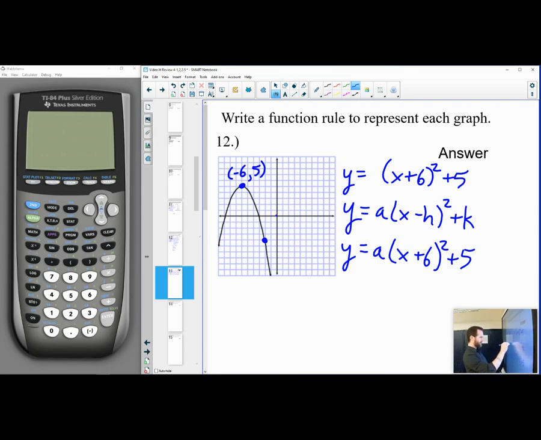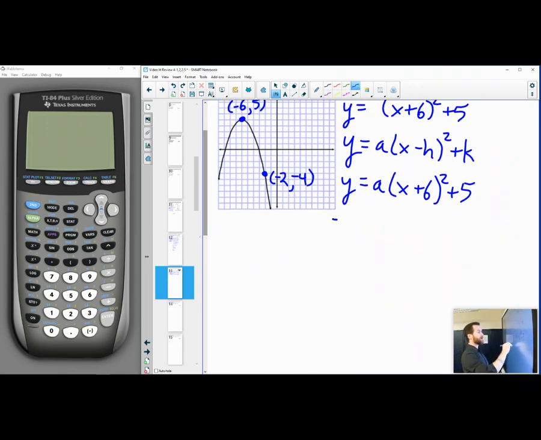So what is this? That's -2 for an x value, and -4 for the y value, if I'm counting that correctly. Let me count that in a different color. Good. Now we plug it in. Y becomes negative 4 equals a times x, which becomes negative 2 plus 6 squared plus 5.